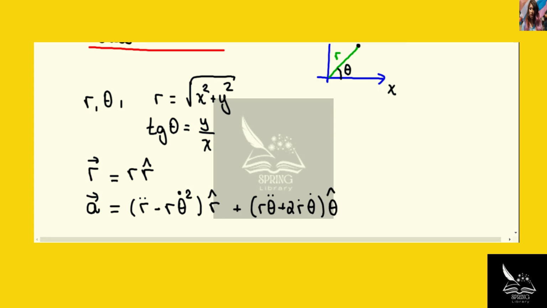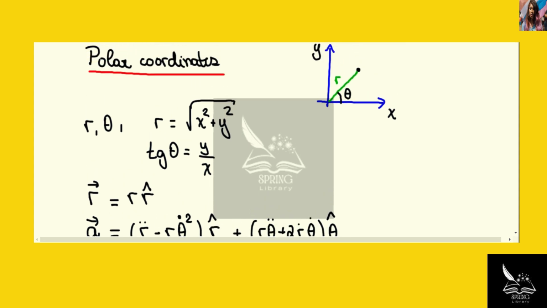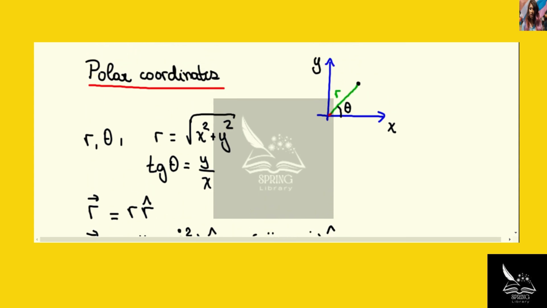Now, I've already said what is the r direction, so we need to find out what is this theta direction here. Well, the r direction, as I said, is the unit vector that points in the direction of the point we're interested in, and the theta direction points in this direction here, perpendicularly to the r unit vector. So this here is the theta unit vector.